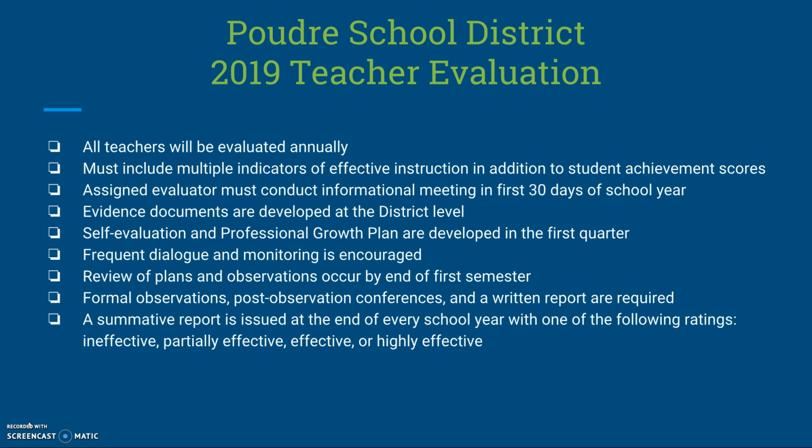So non-probationary teachers only are required to have one formal observation a year, but they can decide to have more than that, and probationary teachers need to have at least 2. So formal observations, post-observation conferences, and written report are required prior to the summative report, which is issued at the end of every school year. So our ratings in our district are either ineffective, partially effective, effective, or highly effective.